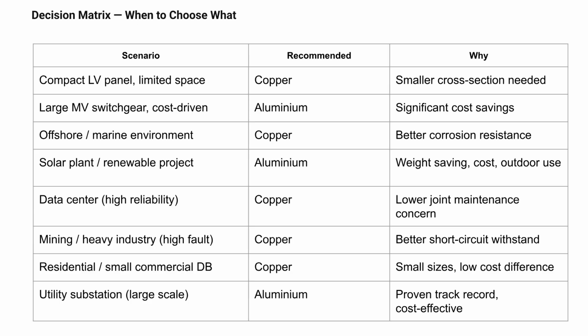The decision matrix recommends copper for compact panels and high reliability needs like data centers. Aluminum is recommended for large switchgear, cost-driven projects, and utility substations due to significant cost savings and proven track record.